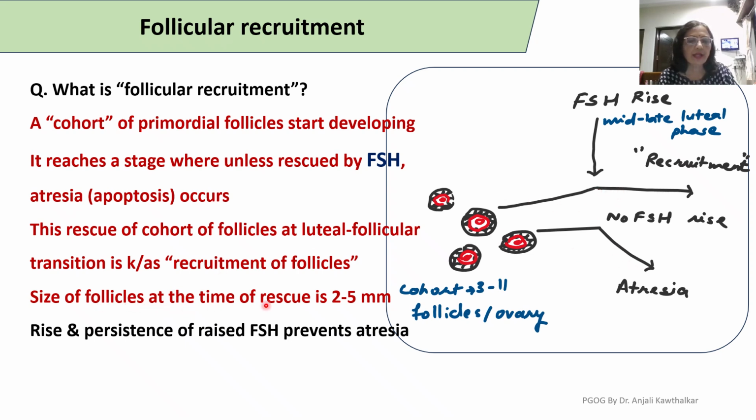Size of the follicle at the time of rescue is 2 to 5 millimeter. Rise and persistence of raised FSH prevents atresia. There is a rise and there is also a plateau required. Some persistence of FSH for a certain time is required for this atresia to be prevented and recruitment to take place.